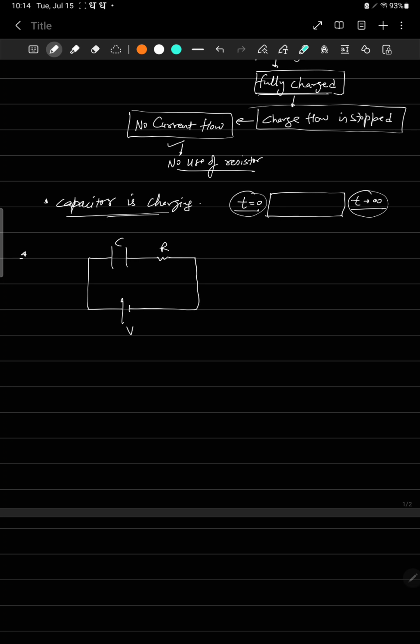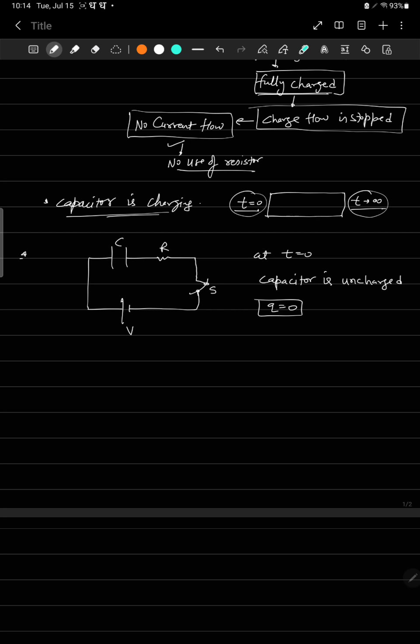So at t equal to 0, the capacitor is uncharged. That means the charge on the capacitor is 0. That is the condition I am taking here. Now let's make a switch here.